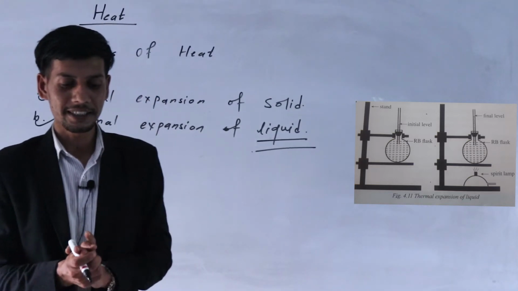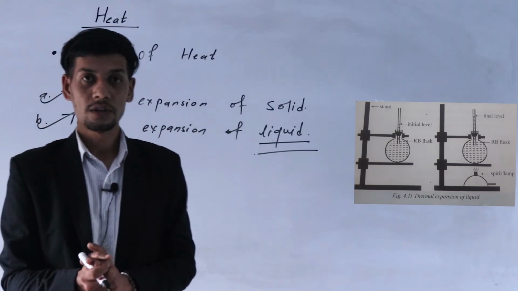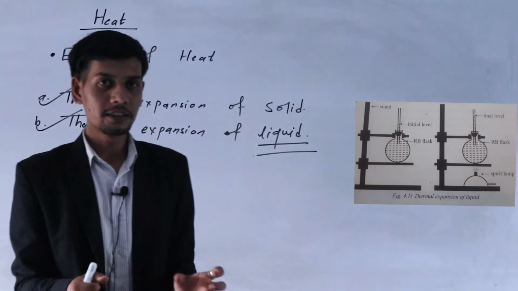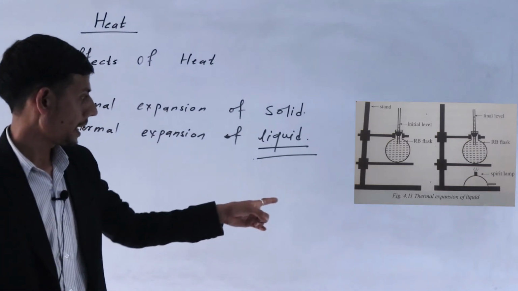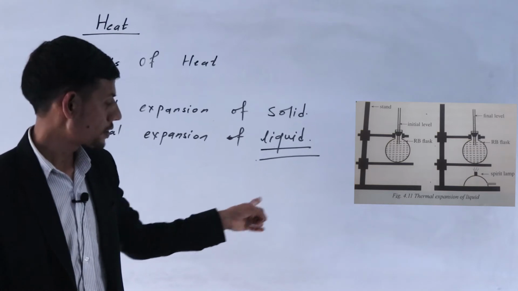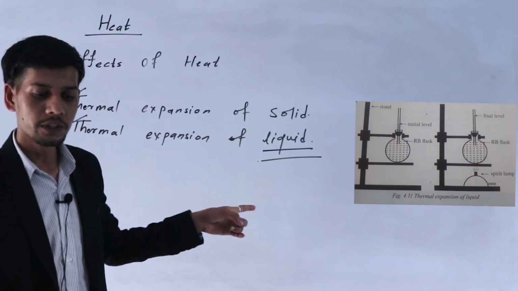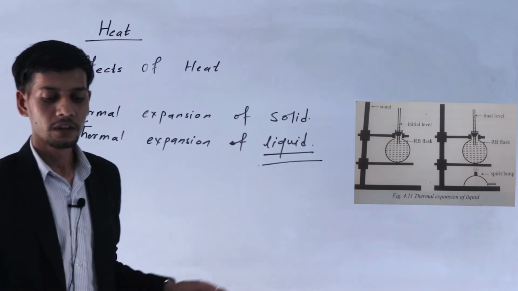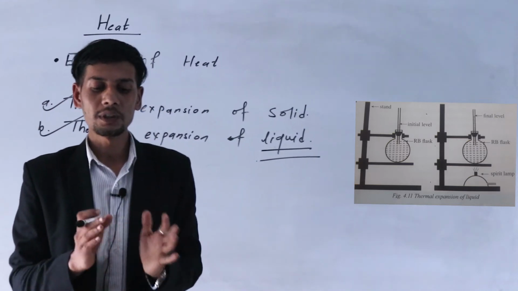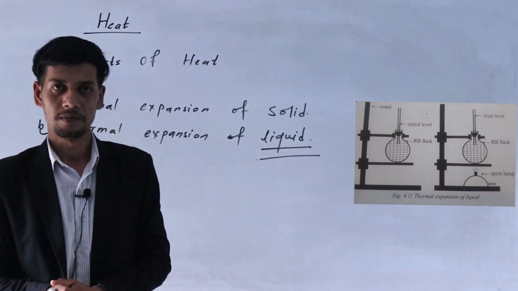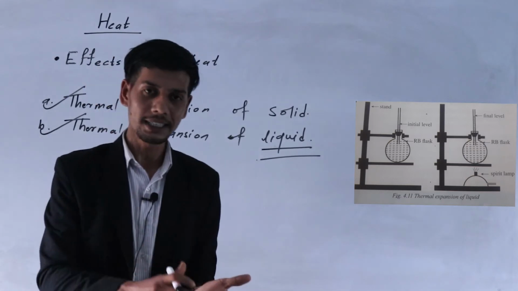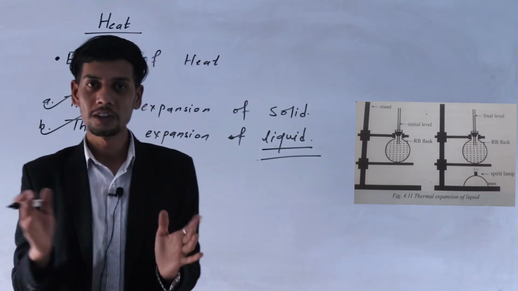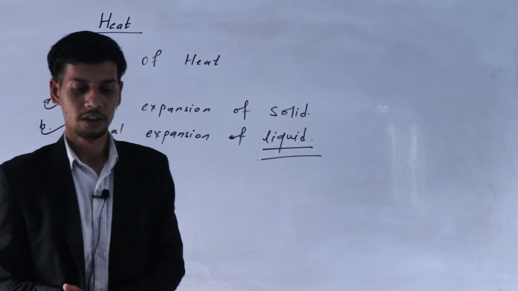Can you tell why the levels of liquid are different in these two round bottom flasks? Can you tell? It is because of thermal expansion. Up to this time you know about that. It is because of thermal expansion.